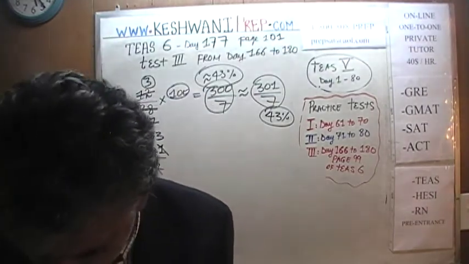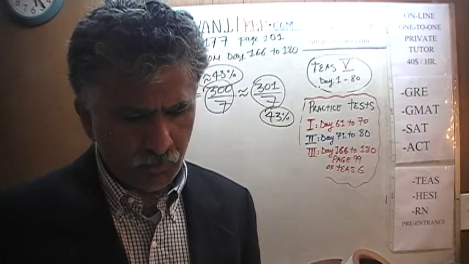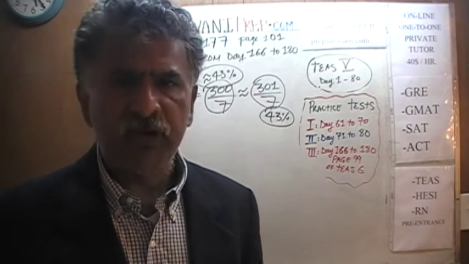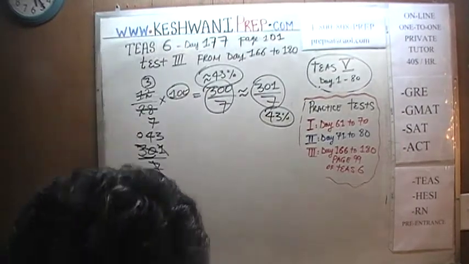Let's look at the answer choices. Number 24: 12%, 23%, 57%, and 42.9%. What do you know? 42.9% is letter D.